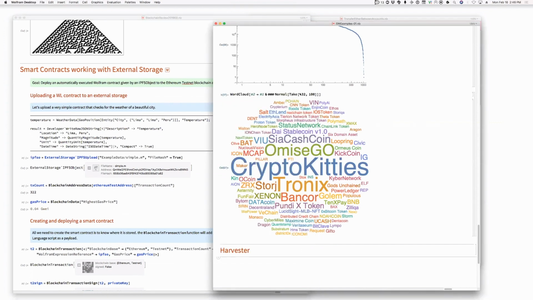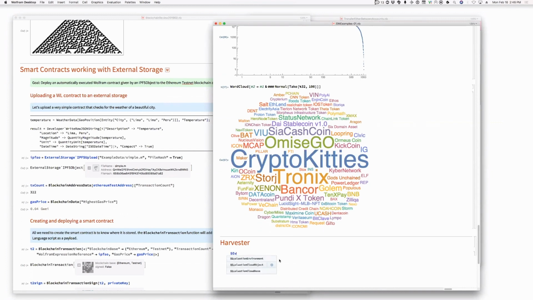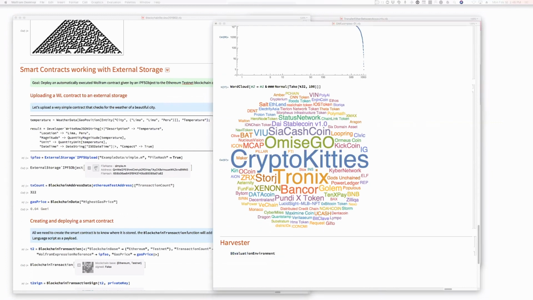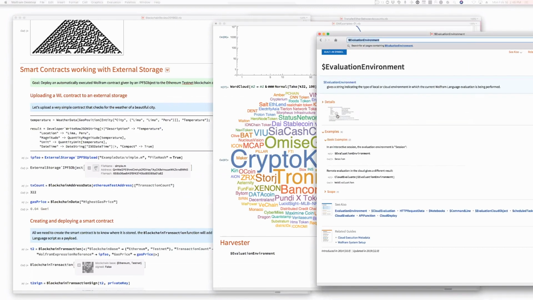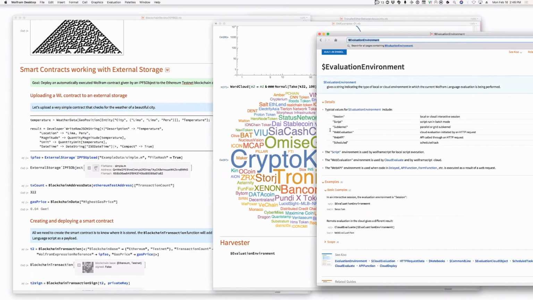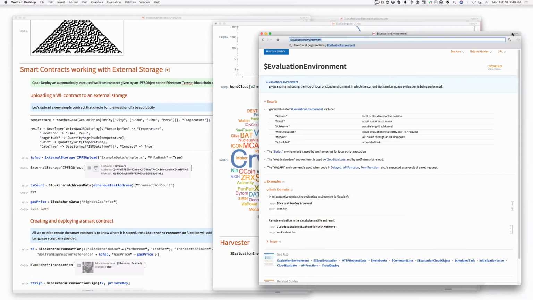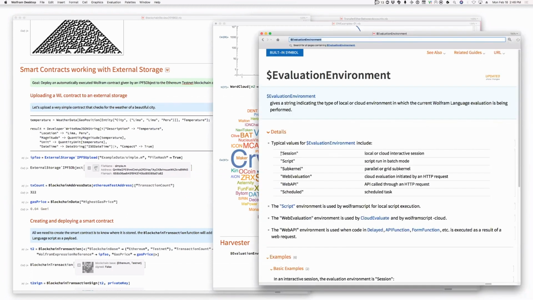Dollar evaluation environment. Okay. So the harvester represents, so we have certain evaluation environments. Here are some cases, right? A subkernel that's a web evaluation, cloud evaluation initiated by an HTTP request. So there will presumably be another evaluation environment for the harvester. Is that true? I think so. Yeah, I haven't checked this yet.